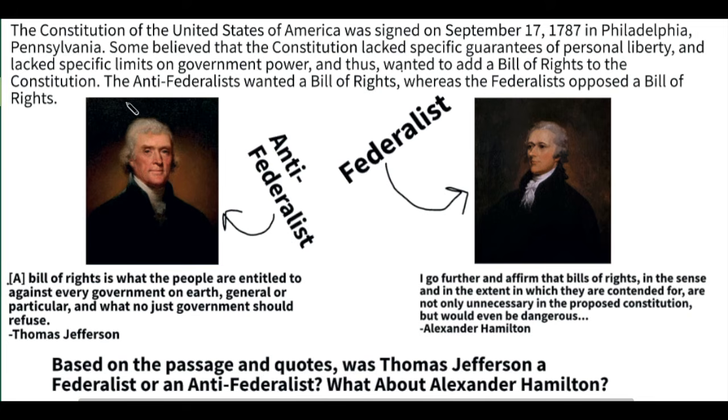Okay, so really this is just a matter of just reading here where it says Anti-Federalists wanted a Bill of Rights, and Jefferson's quote indicates that he wanted a Bill of Rights, so therefore Jefferson is the Anti-Federalist, and Hamilton's quote says that he basically opposes a Bill of Rights, and Federalists oppose a Bill of Rights, so therefore Hamilton is a Federalist.